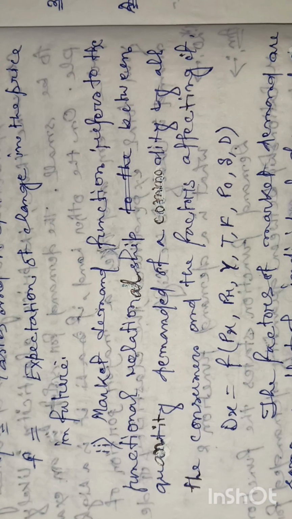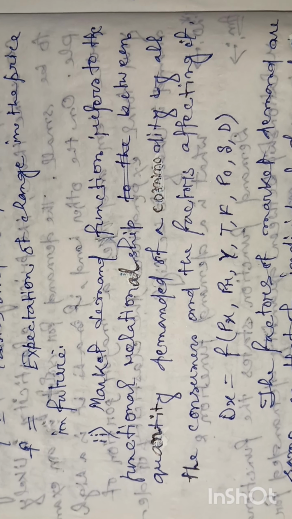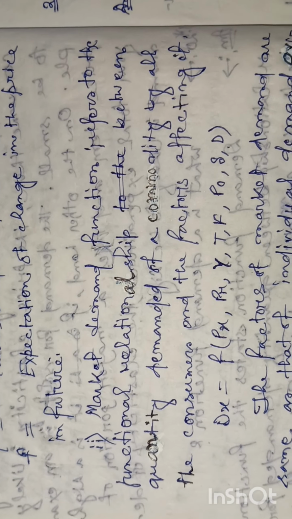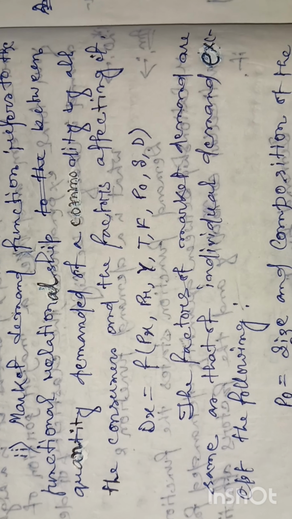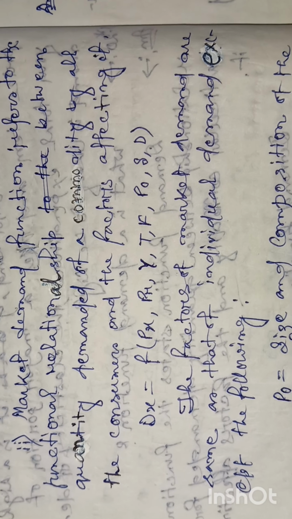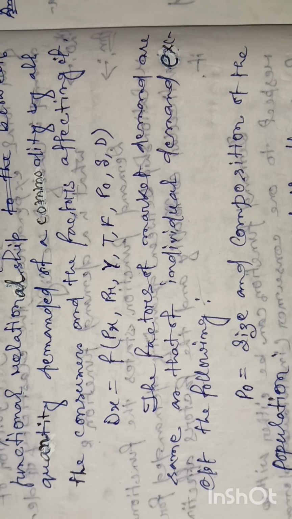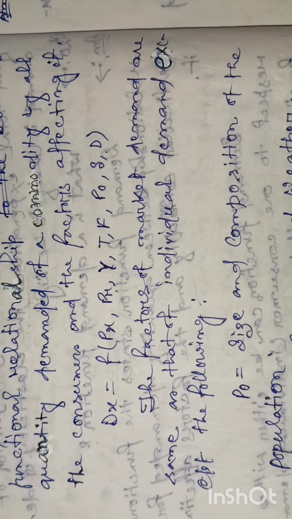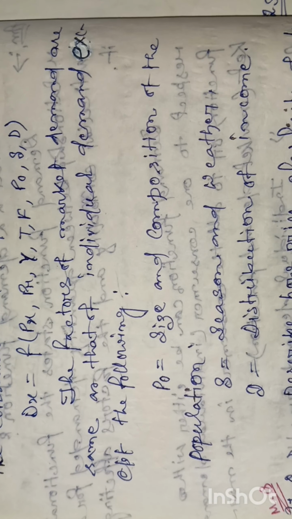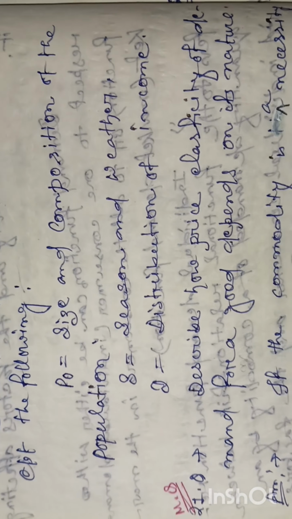Number two, market demand function refers to the functional relationship between quantity demanded of a commodity by all the consumers and the factors affecting it. Dx = f(Px, Pr, Y, T, F, Po, S, D). The factors of market demand are same as that of individual demand, except the following: Po equal to size and composition of the population, S season and weather, D distribution of income.